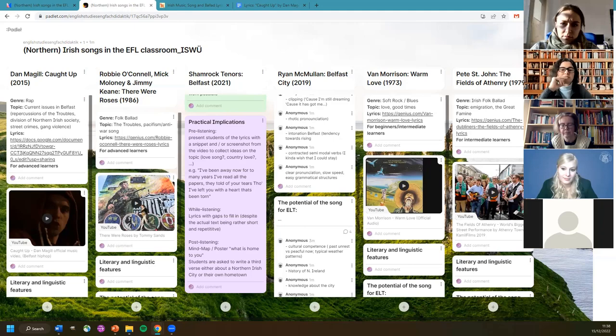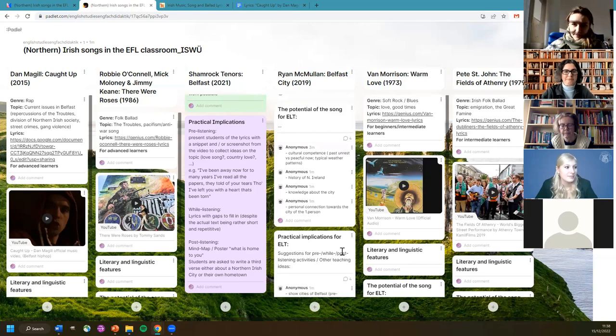Right, so this gives the opportunity for us to use the song for the improvement of the cultural competence, because it's very evident that the singer is, as well as the others, referring to the unrest in the past and how it is peaceful now, and also the typical weather patterns, that being rain, obviously, on an island. So we have the history of Northern Ireland. We also have a little bit of knowledge about the city. I didn't write down an example, and due to time reasons, I will not search it.